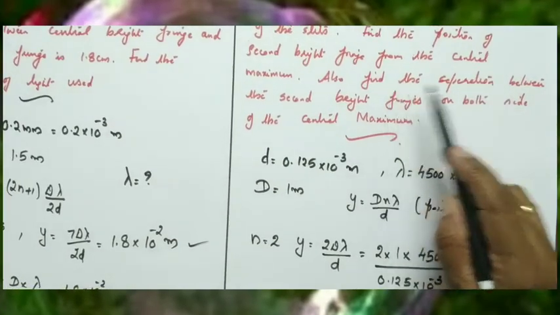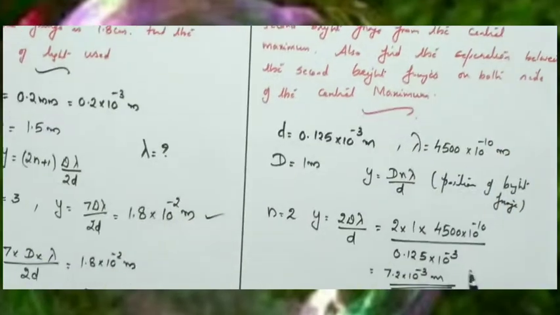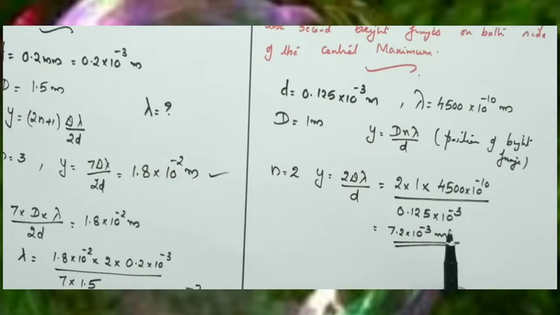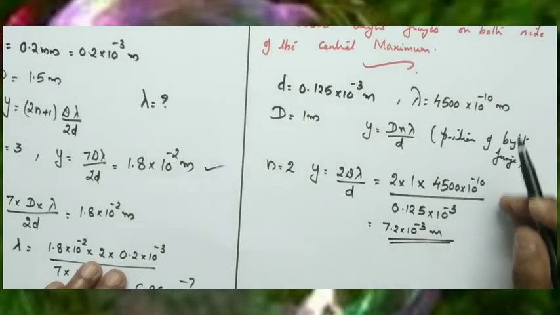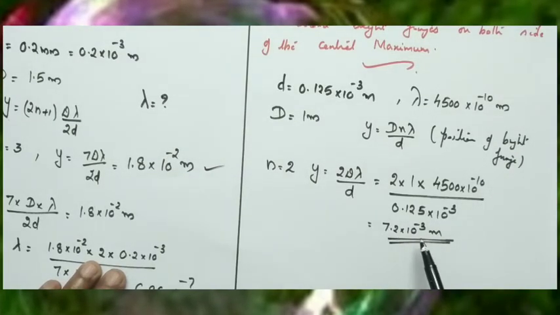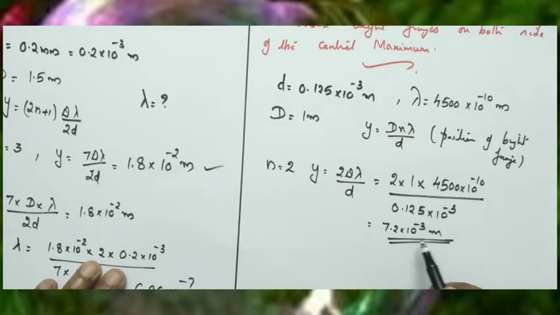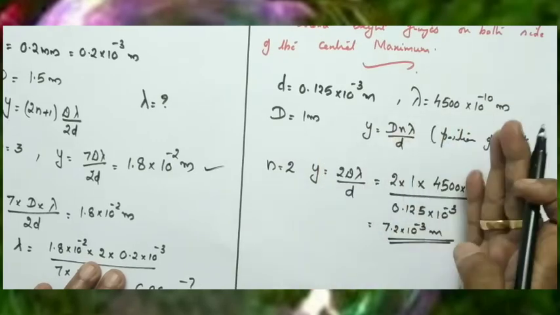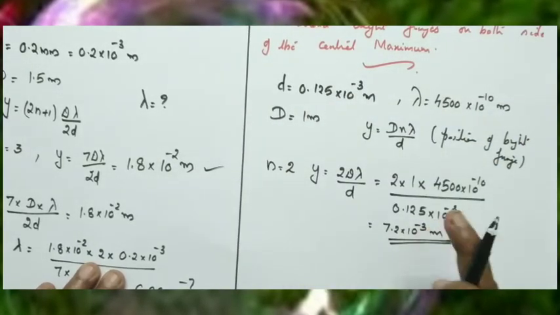The second one is to find the separation between the second bright fringes on both sides. So we know that in an interference pattern, bright fringes are formed on both sides. On both sides of the central maximum we can see the bright fringe. So the position of the upper bright fringe is 7.2 into 10 raised to minus 3. The position of the lower bright fringe is also 7.2 into 10 raised to minus 3. From the central bright fringe, on the left side or right side, or on the top region or bottom region, we can find the second bright fringe.